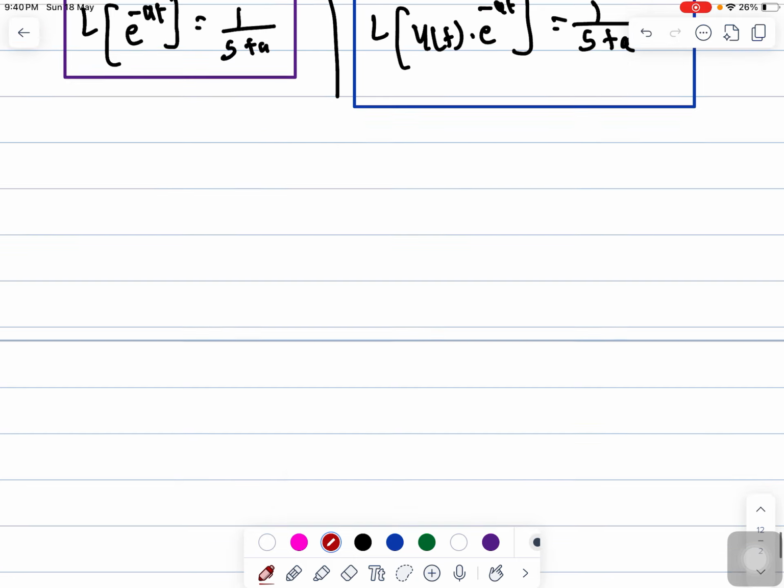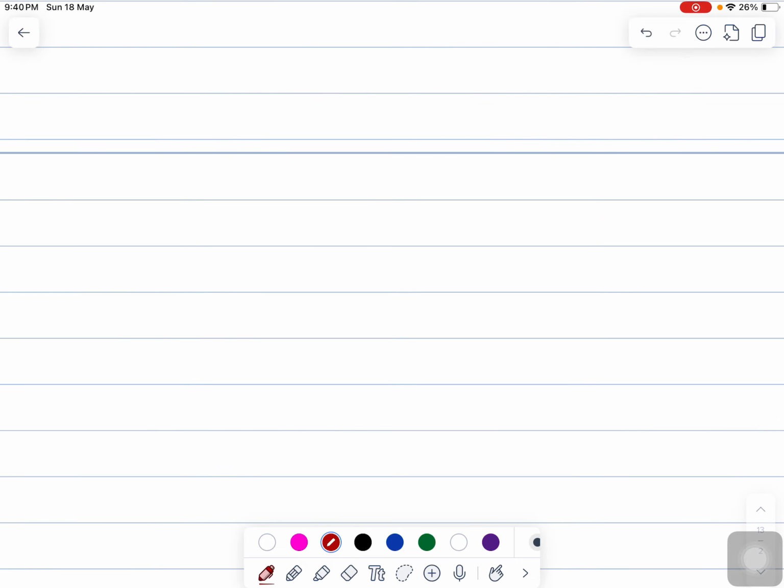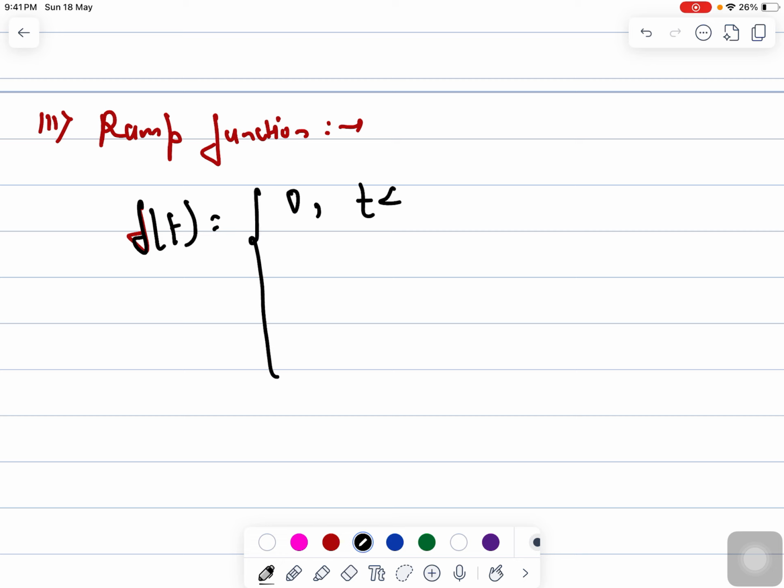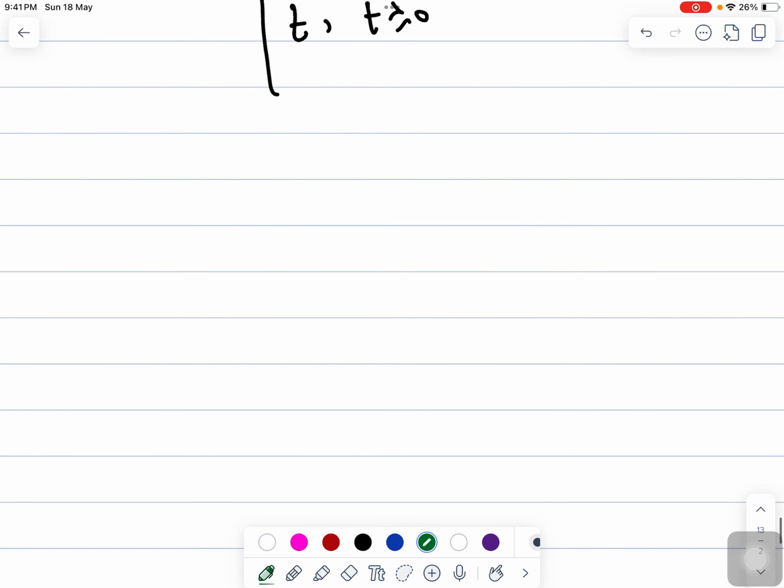Now coming to the next function, that is called the ramp function. This is a very, very important function and a bit confusing. So coming to the third one, that is the ramp function. If I am writing a function like f(t) that equals 0 when t is less than 0, and equals t when t is greater than or equal to 0, this can also be written as t multiplied with u(t), meaning I am multiplying a step function with the magnitude of t, and then it will become a ramp function. So if you want to plot this function, it will look like this.